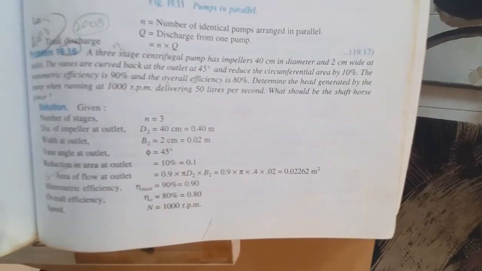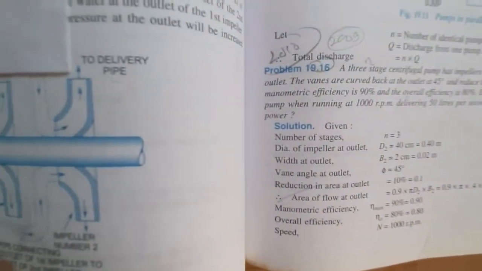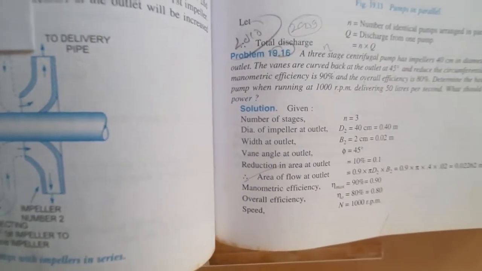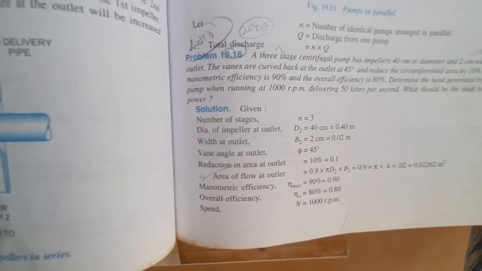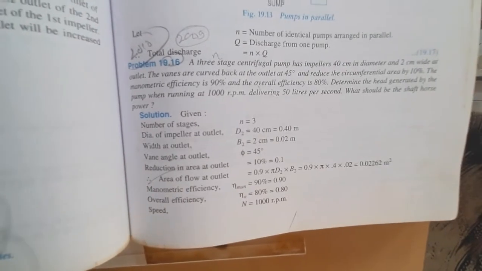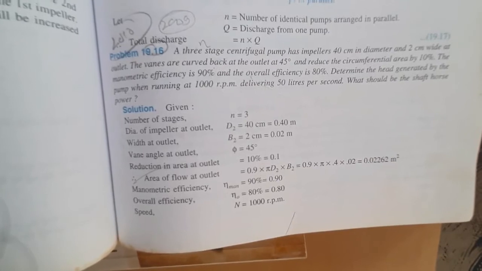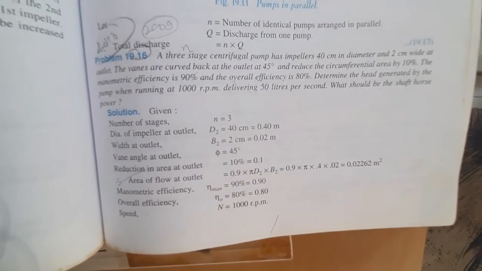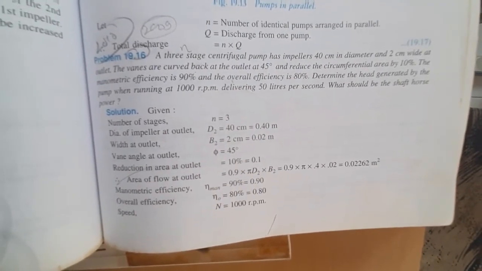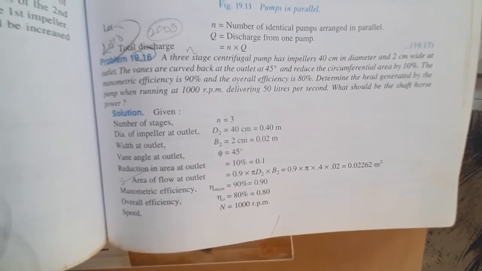Determine the head generated by the pump when running at 1000 RPM, delivering 50 liters per second. What should be the shaft horsepower?